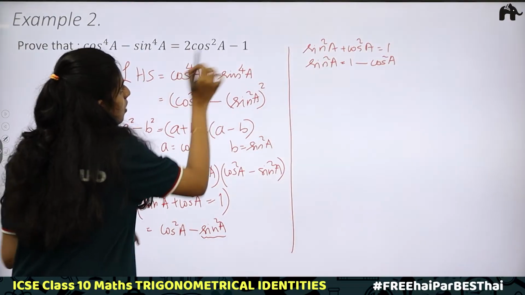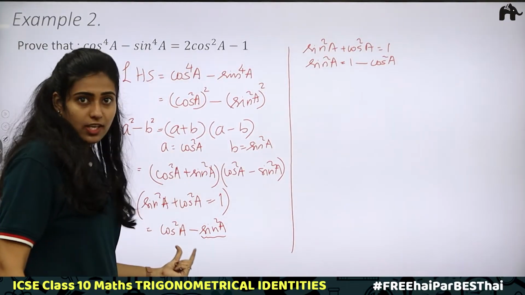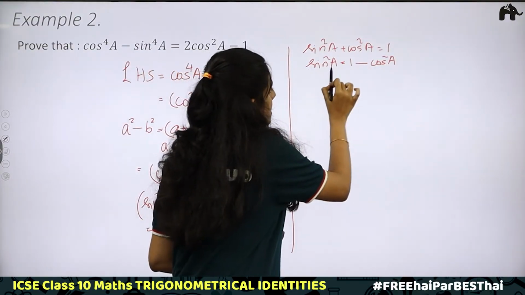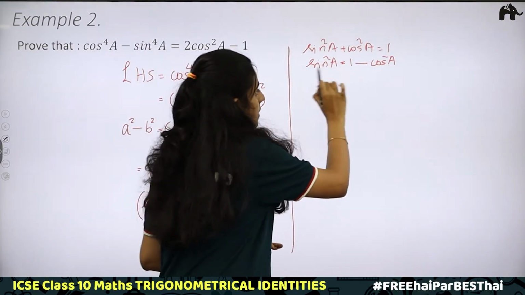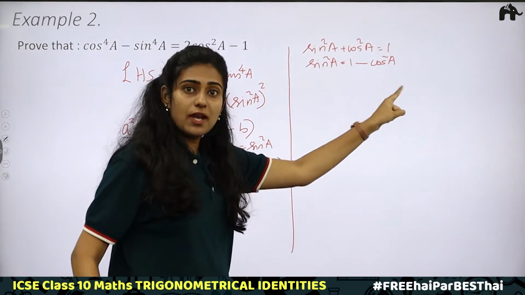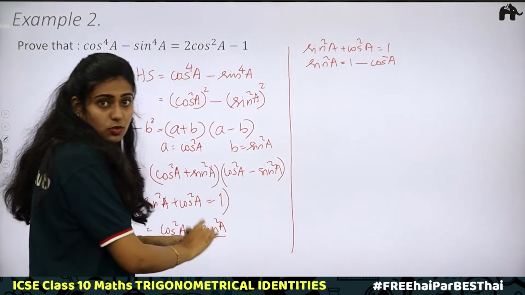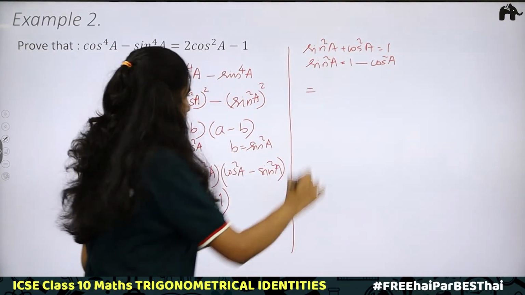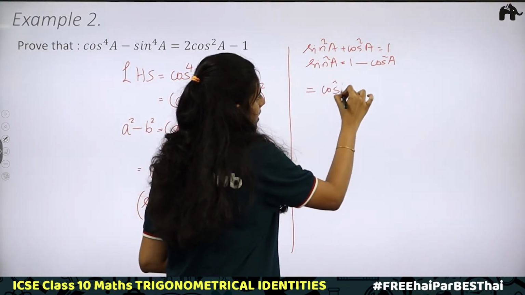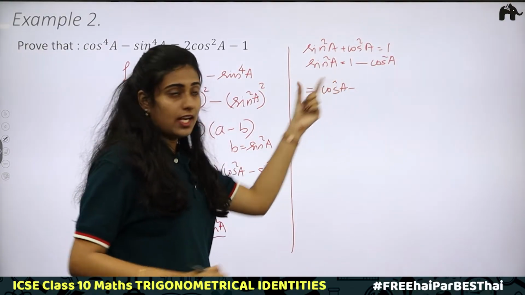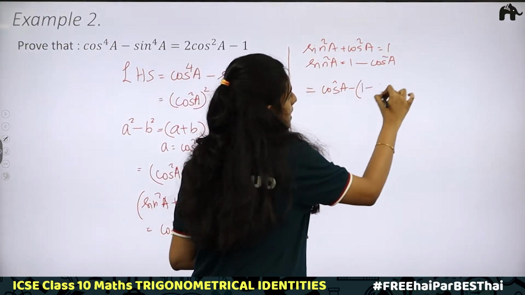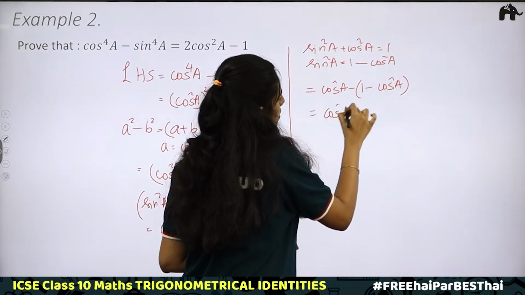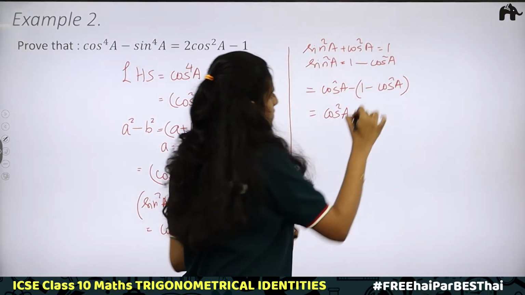Since we need 2 cos square A, we already have a cos square A and need one more. For that reason, we are changing sin square A into another form, that is sin square A is equal to 1 minus cos square A. We are going to substitute it here. That is equal to cos square A minus, in place of sin square A, we put 1 minus cos square A.